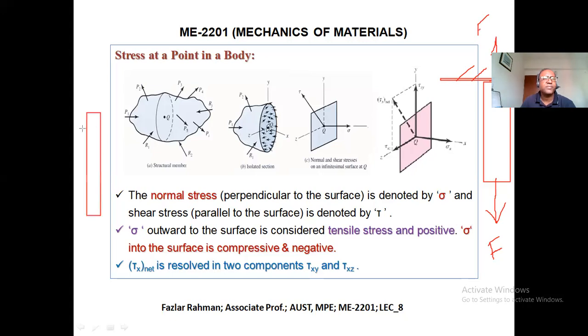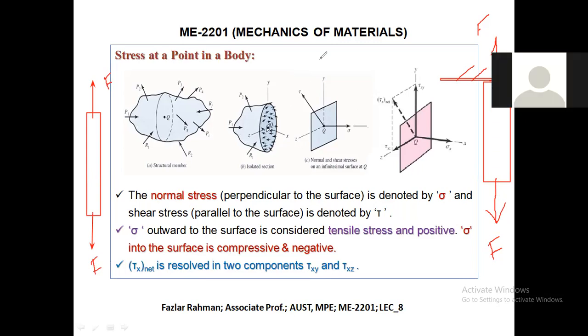Anyone? This is called what type of load? Uniaxial tension load, right? The rod of your ceiling fan is subject to tensile load. So what will be the stress? We can figure it out easily if you know the area of the rod, right? So stress equals F by A.